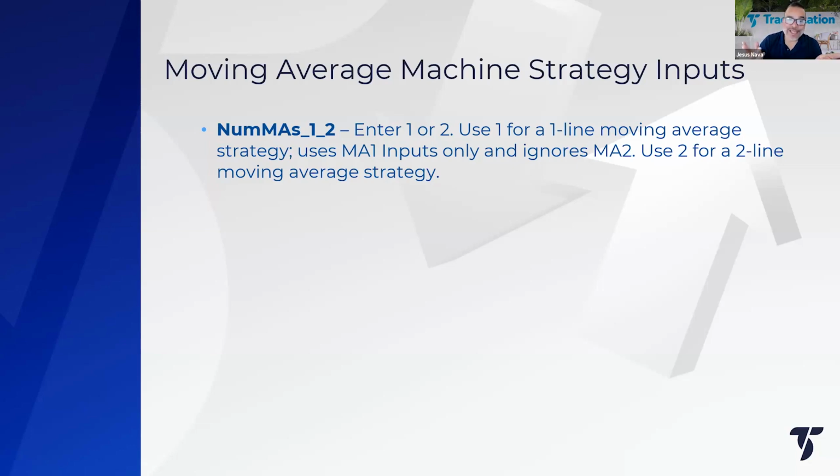Let's go over some of the inputs. The first input is deciding whether you want to use a one-line strategy or a two-line strategy, meaning one moving average or a two-line moving average. All you need to do with that input is enter a 1 or a 2. If you're using one line, it's a 1. If you're using a 2, then it's a two-line moving average. That's why the name of the input is number of moving averages. That's what the abbreviation stands for.